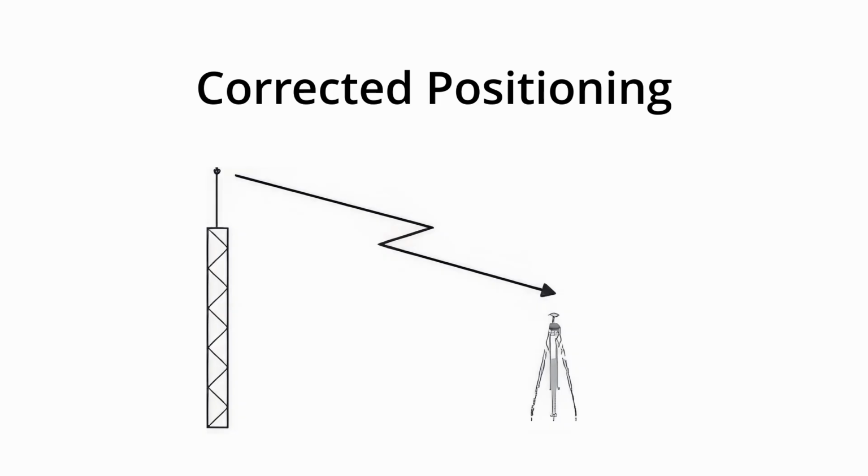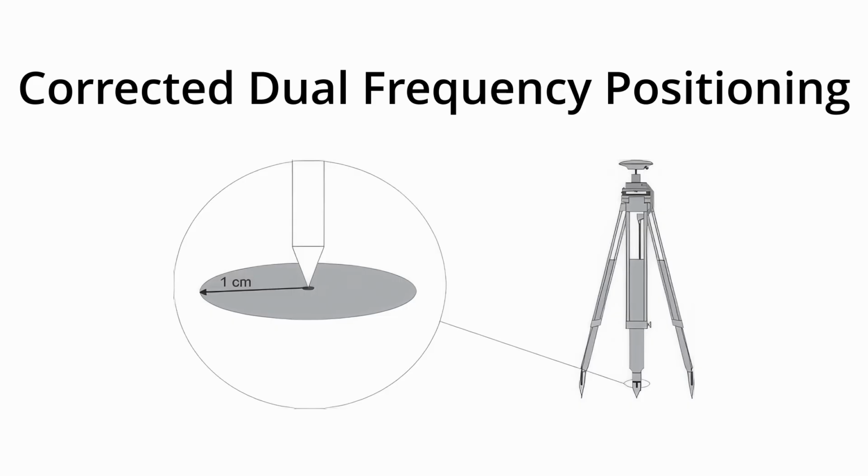Next is corrected positioning, where a signal is received from a relatively close point on the ground with certain coordinates, base station, achieving an accuracy of 0.3 m. Next is corrected dual-frequency positioning. The difference from the previous method is that a dual-frequency receiver must be available, the use of which cancels the instability of the ionospheric influence and achieves an accuracy of 1 centimeter.